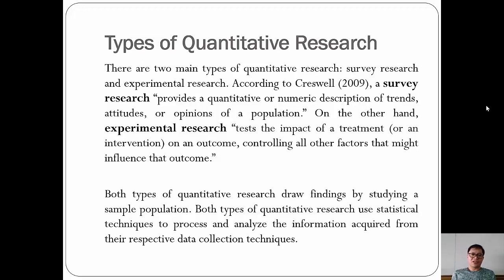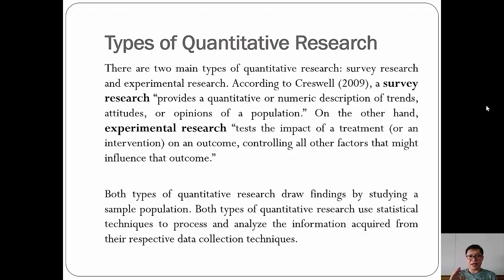So, types of quantitative research. There are two main types of quantitative research based from the survey and the experimental research. So, according to Creswell in 2009, a survey research provides a quantity or quantitative or numerical description of trends, attitudes, or opinions of a population. So, mag-survey research ganita, okay? Trends, attitudes, opinions of a population.